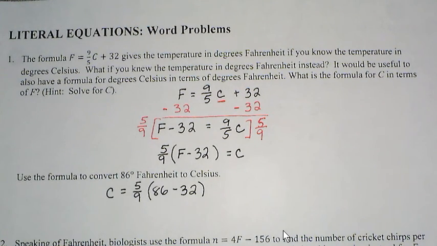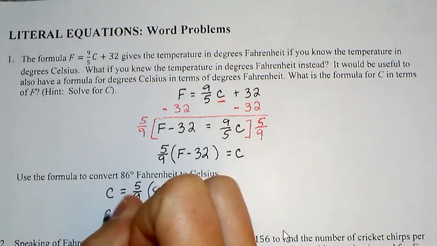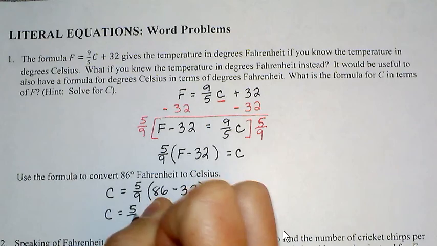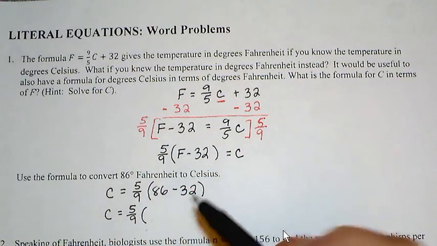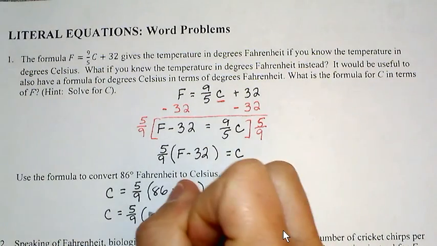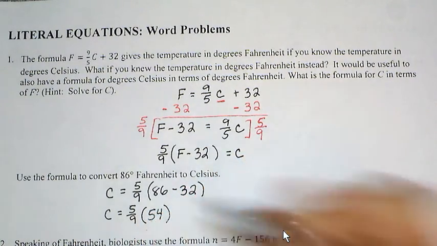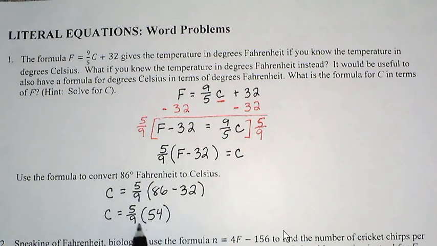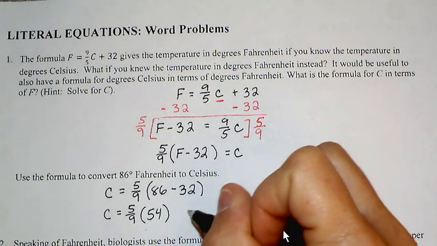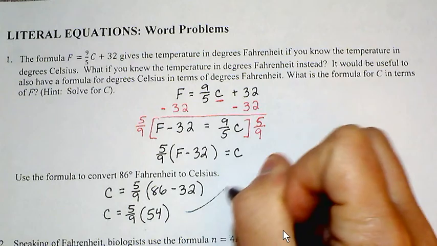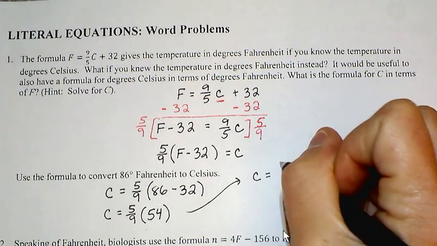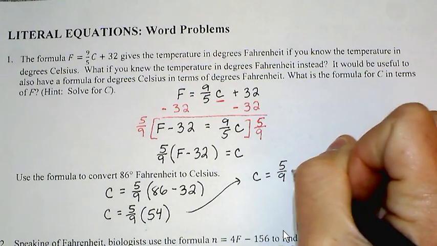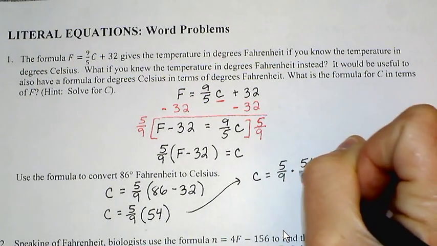So what I would probably do at this point is I would subtract what's in the parentheses. So I'm going to leave it as 5/9 times 86 minus 32. If I do that subtraction, I get 54. And now at this point, you could use a calculator, but what I'm going to do instead is I'm going to multiply. I'm going to write this in fraction form, 5/9 times 54/1.